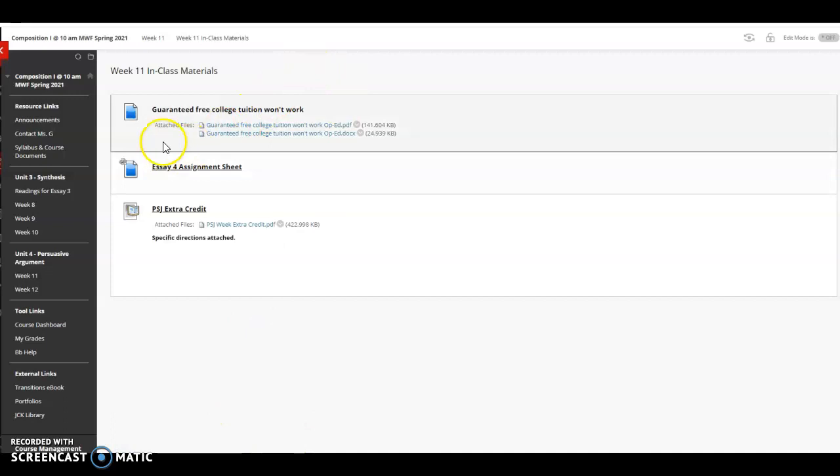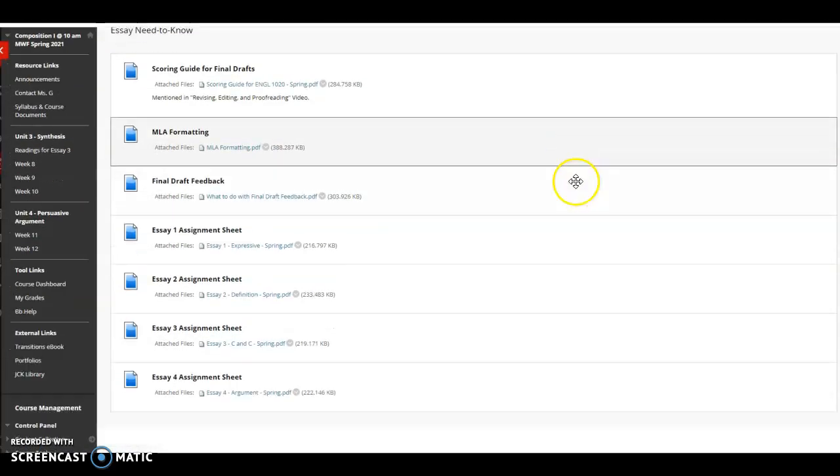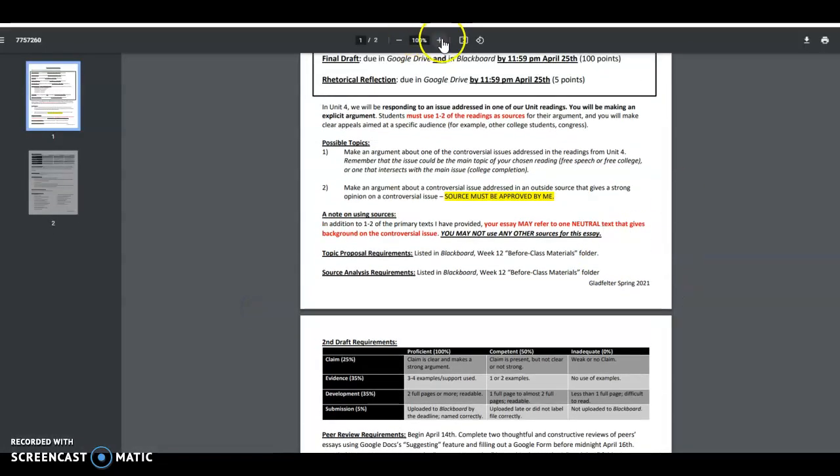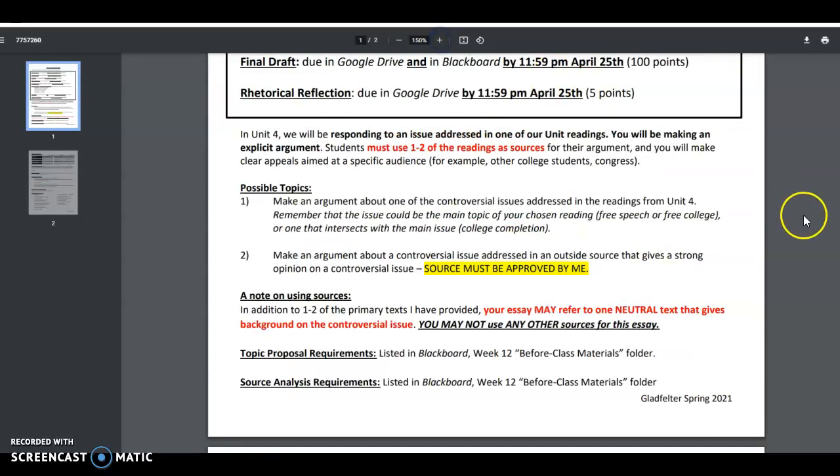Back here on Blackboard, there's a link in the in-class materials folder to the assignment sheet, and that takes us to where all the assignment sheets live. I want to start with the possible topics before I look at the deadlines. I've been dancing around this idea that you're going to make an argument about an issue, but it has to be one of the controversial issues from one of our readings.